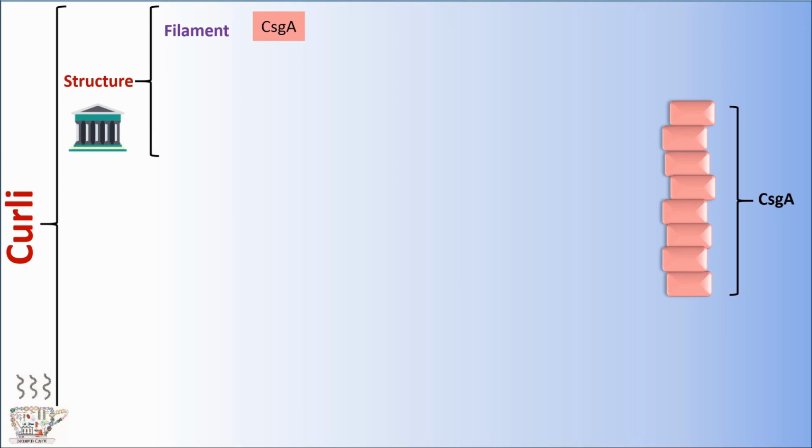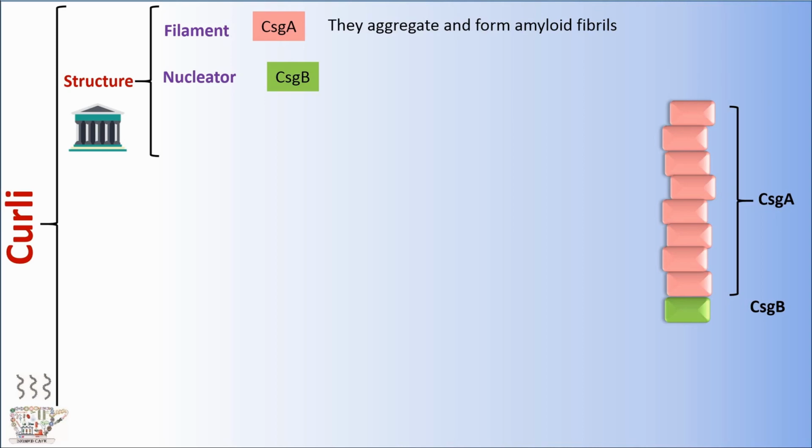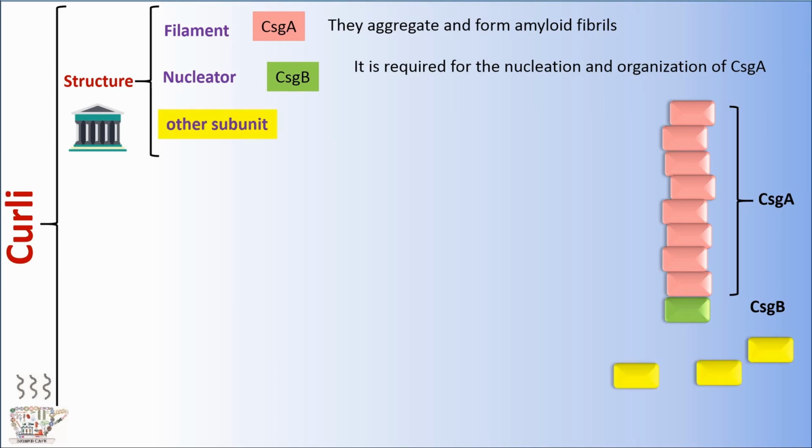Curli. They have three parts in their structure: filament. Filament has a lot of CsgA. They aggregate and form amyloid fibrils. Nucleator. Nucleator or CsgB is required for the nucleation and organization of CsgA and other subunits.